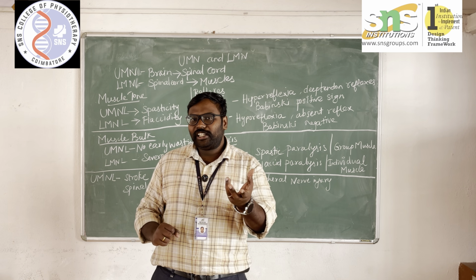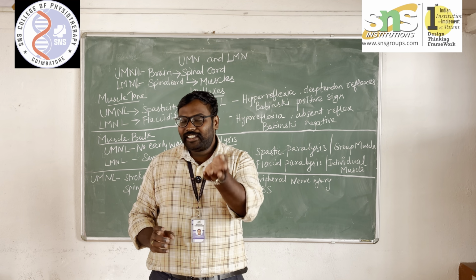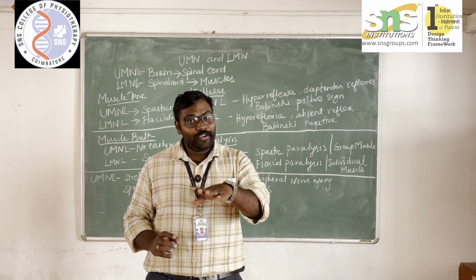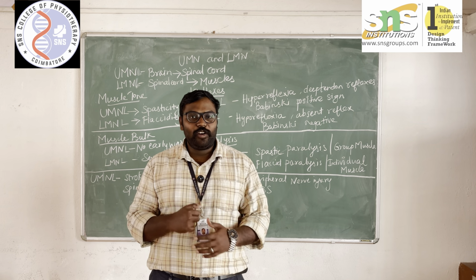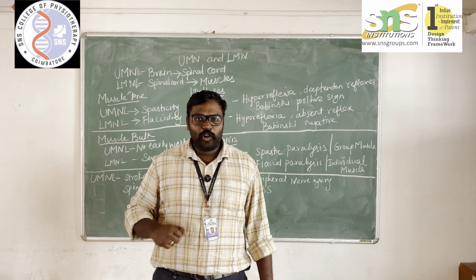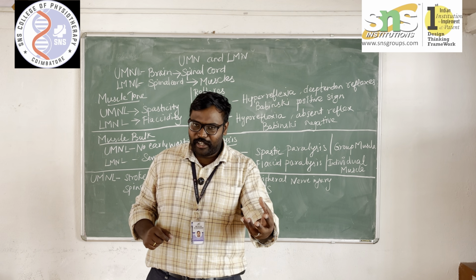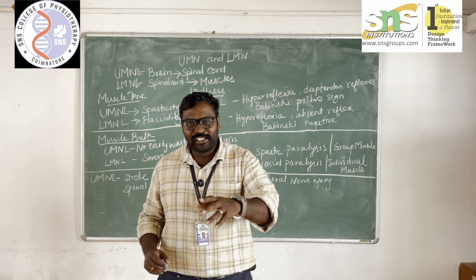Spasticity is high, it is rigid. Based on the rigidity we have certain types: lead pipe and cogwheel. These are the types of rigidity we can see in Parkinson's. And flaccidity will go for complete loss of muscle tone.